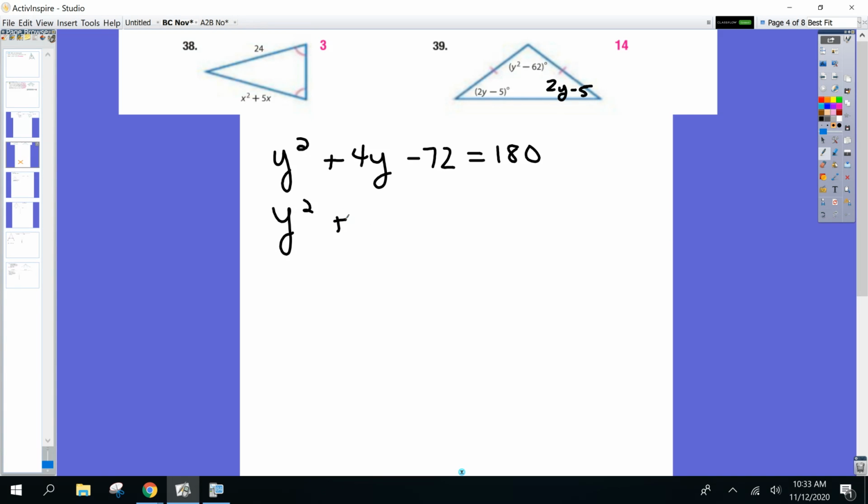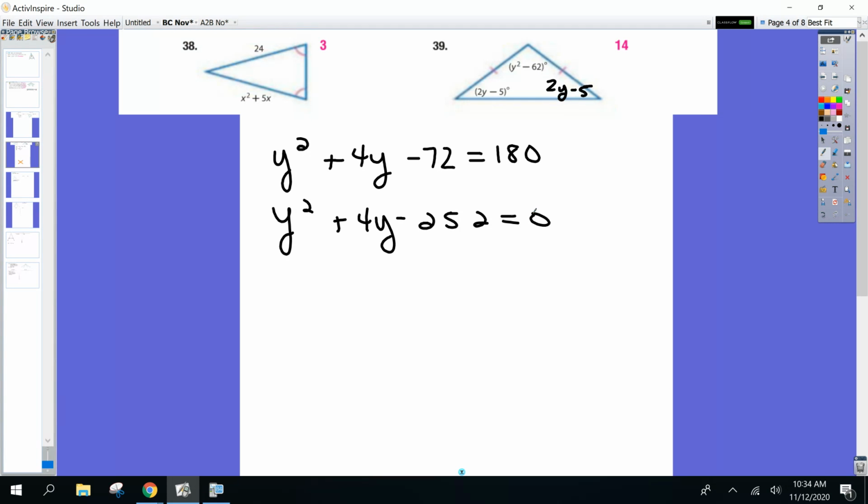y squared plus 4y minus 252 equals 0. All right, here we go. What am I looking for? Two numbers that add up to 4, but also at the same time multiply to negative 252. And I get it, negative 252 is a large number.